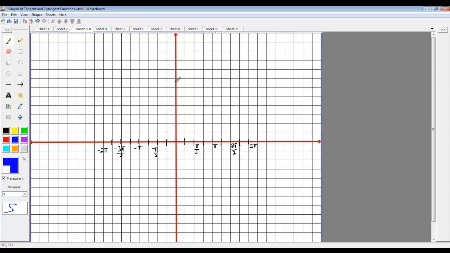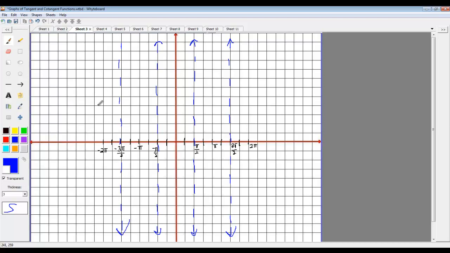Okay, so at negative pi over 2, the place where it was undefined, we have our vertical asymptote. At pi over 2, we have a vertical asymptote. At 3 pi over 2, it's going to be every pi units. So from pi over 2 plus pi, you get to 3 pi over 2. From 3 pi over 2 plus pi, you're going to get 5 pi over 2, and so on. Or going the other direction, pi over 2 minus pi gets you negative pi over 2. Negative pi over 2 minus pi gets you negative 3 pi over 2, and so on.